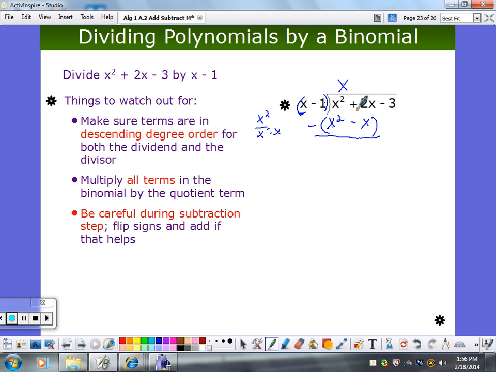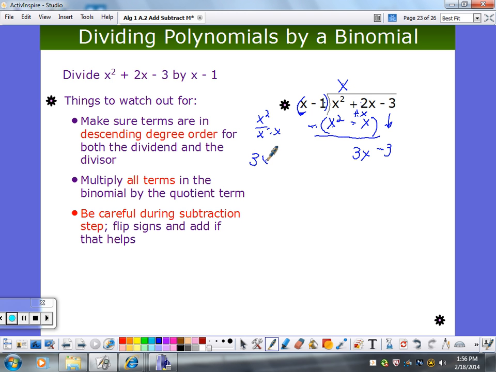Well, what happens now? 2x minus negative x. Well, that's like a plus x, isn't it? What's a minus minus? A plus. 2x plus x is 3x. Bring down. Just watch: 2x minus negative x is the same as 2x plus an x. 2x plus an x is 3x. Bring down.